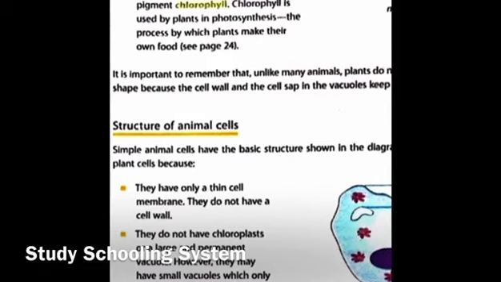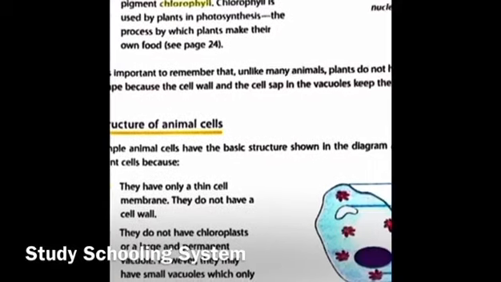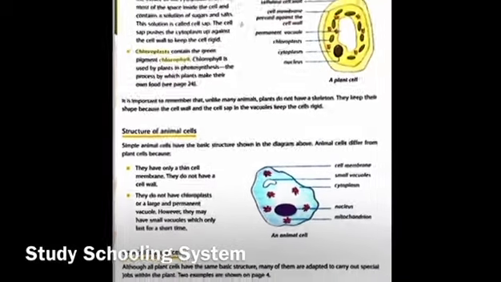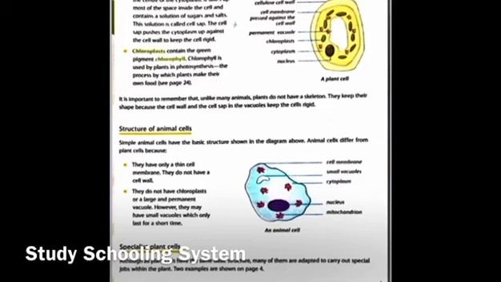Chloroplast contains green pigment chlorophyll. Chlorophyll is used by plants in photosynthesis, the process by which plants make their own food. It is important to remember that unlike animals, plants do not have a skeleton. They keep their shape because the cell wall and the cell sap in the nucleus keep the cells rigid, right?